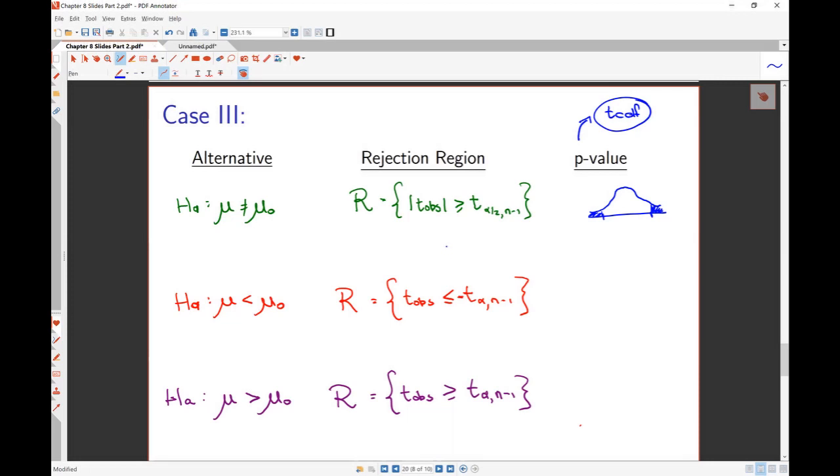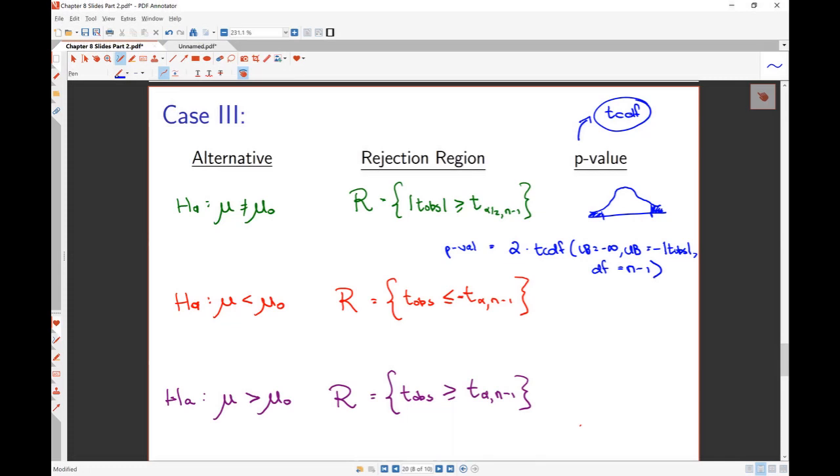And so the p-value in this instance is given by 2 times the tcdf. Lower bound is negative infinity. Upper bound is negative the absolute value of t observed. And finally, degrees of freedom specified as n minus 1.